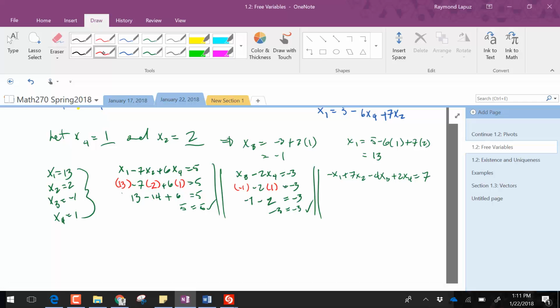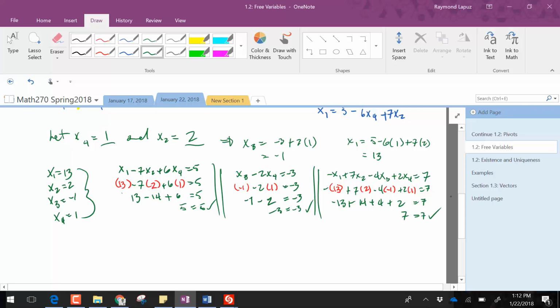All right, again, drop those values in for x1. That's 13, if we can see it better. For x2, for x3, and for x4. So -13 plus 7 times 2 minus 4 times -1 plus 2 times 1. We have -13 plus 14 plus 4 plus 2. And this is 1 plus 4 is 5 plus 2 is 7.